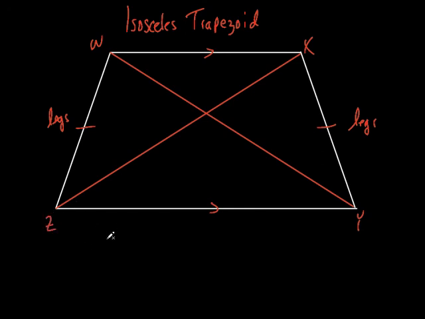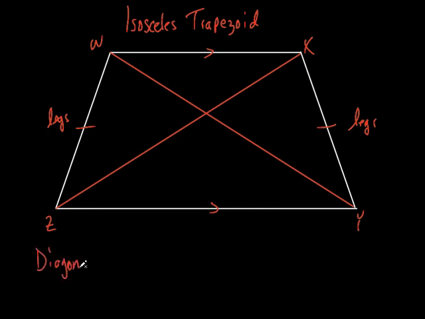So I could say, if this is an isosceles trapezoid, then YW equals KZ. All right? Everybody with me? So the diagonals of an isosceles trapezoid are equal. In fact, let's write that down so we don't forget it.